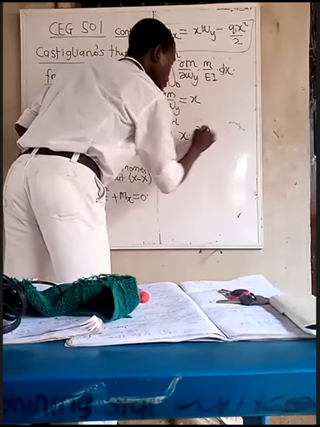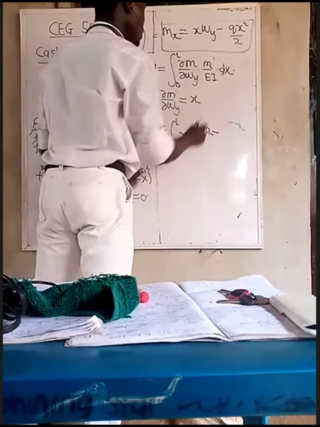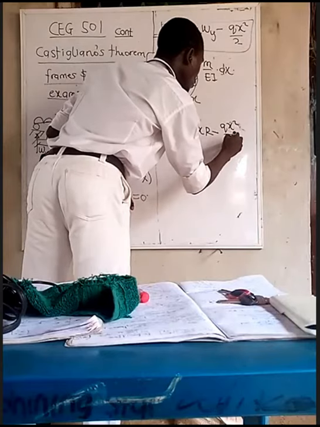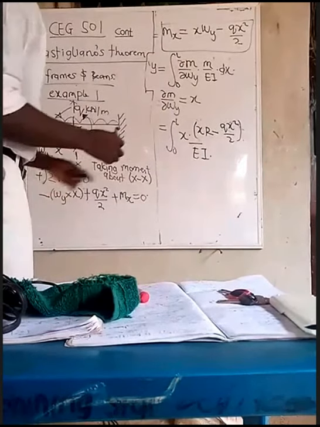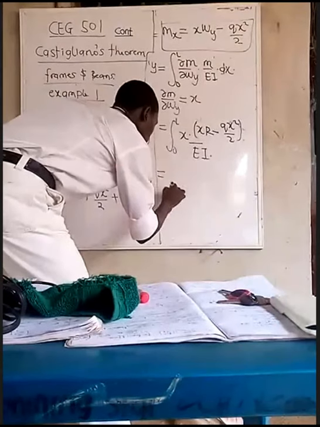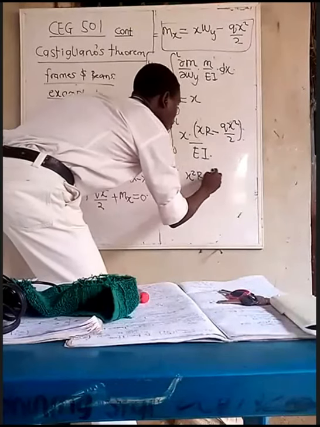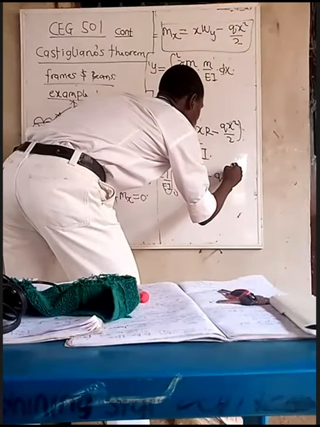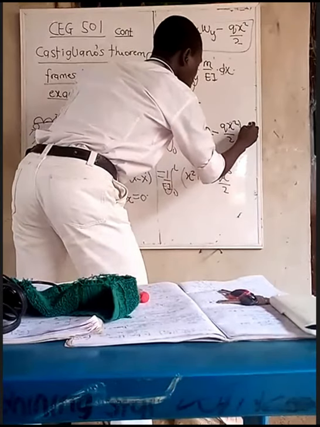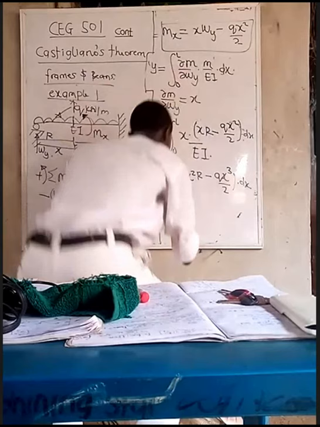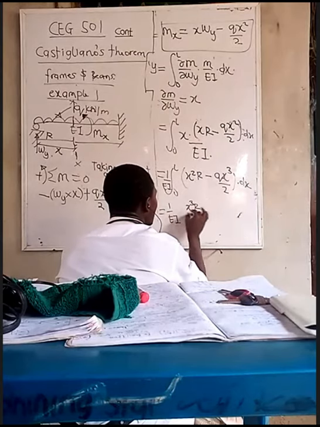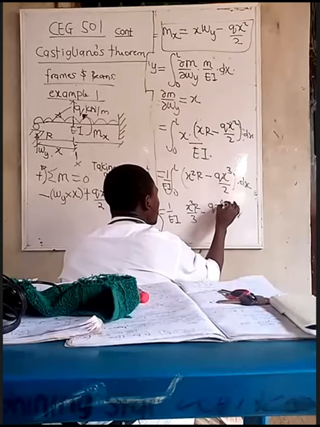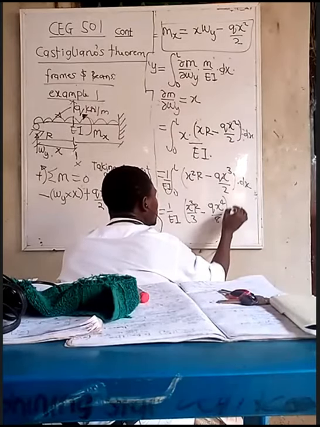So we have xR, R for the reaction, minus q x squared over 2, then divided by EI, from 0 to L. So let's integrate, the integral from 0 to L of x squared R over EI minus q x cubed over 2. I forgot the dx. So that gives us 1 over EI. So let's integrate: x cubed R over 3 minus q x raised to power 4 over 8, from 0 to L.